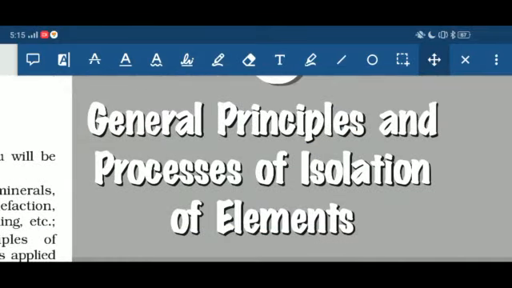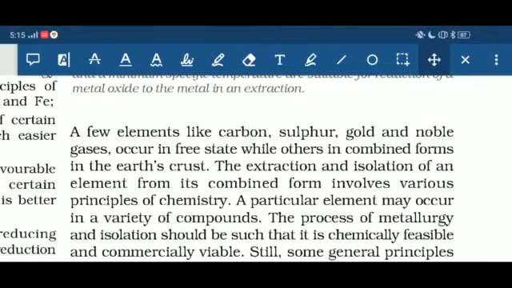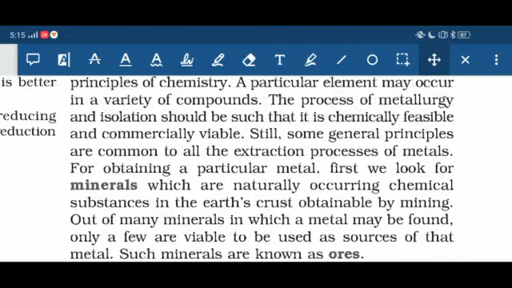Good morning, students. Today we will study the next chapter, that is general principles and processes of isolation of elements. Students, we know that most of the metals exist in combined forms in the earth's crust. Such metals in the combined form which are present in the earth's crust are called minerals.